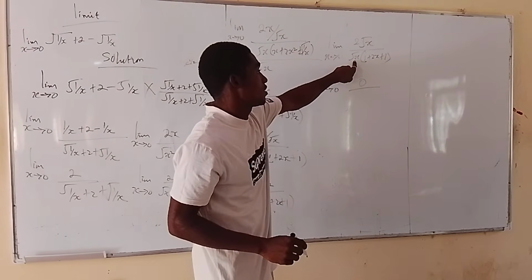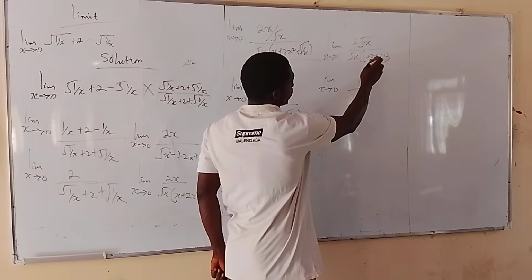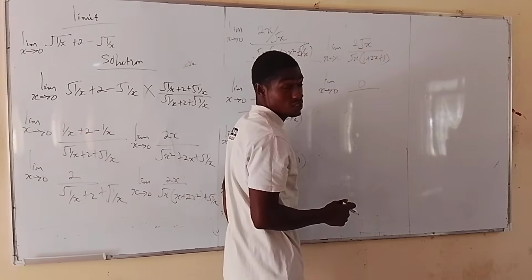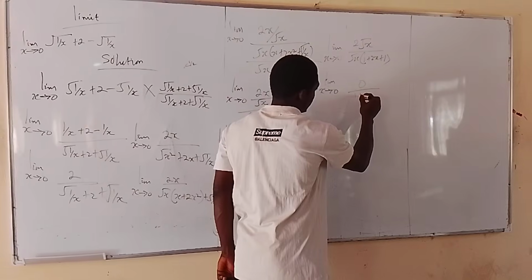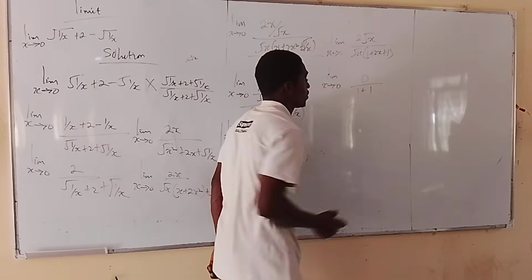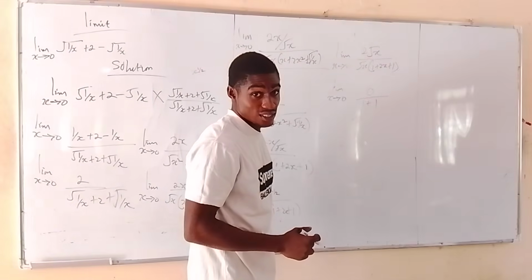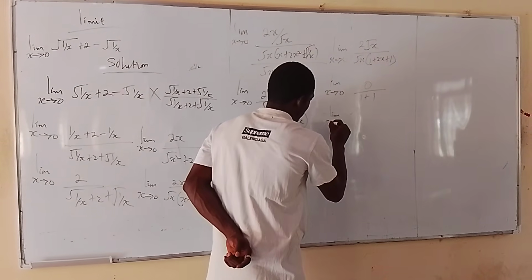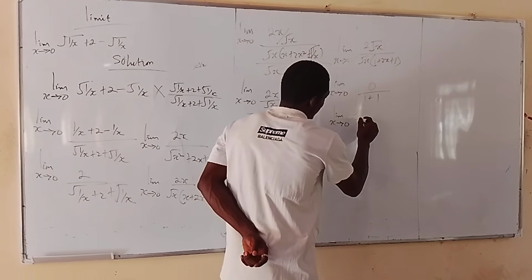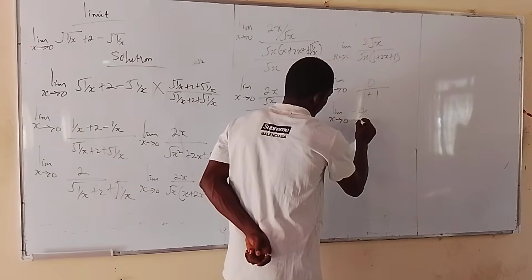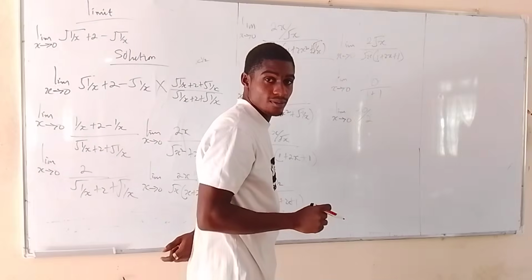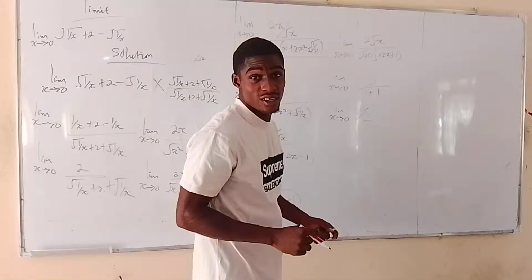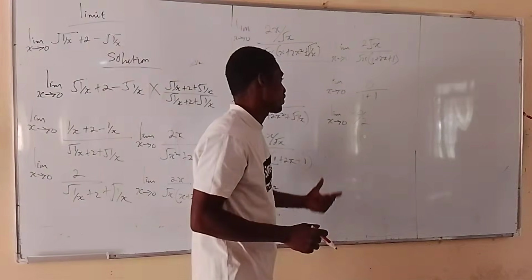All over, root 0 will give you 0. So we are going to have 2 times 0 because x is 0, so 2 times 0 will give you 0. So we are going to have 1 plus 1, this 1 plus this 1. Do you understand? Correct. So the limit as x approaches 0 will be 0 over, are you clear, because 1 plus 1 is 2.